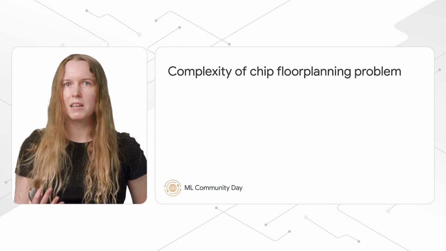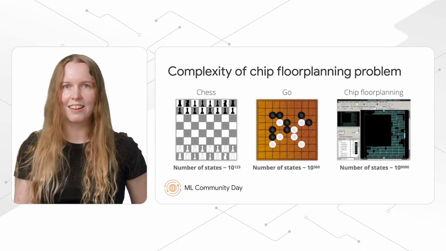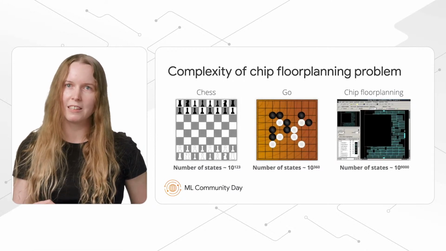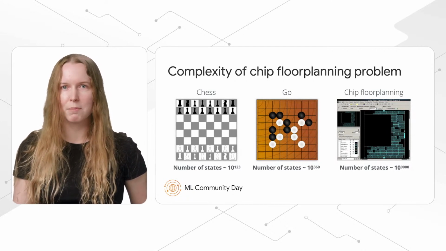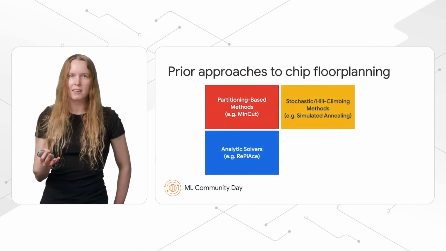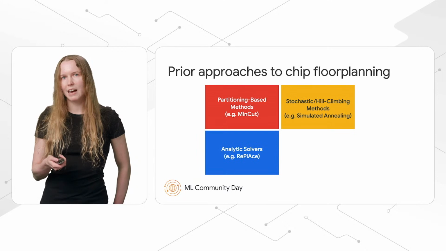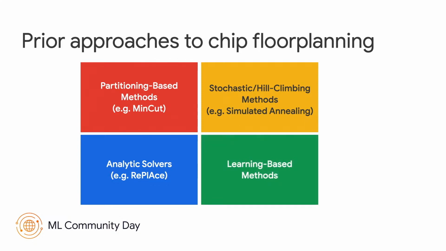But this is an extremely complex problem. So compared to previous towering challenges in AI like chess and Go, a simplified version of a single instance of the chip floor planning problem has 10 to the 9,000 possible states. And there has been 60 years of research on this topic. Prior approaches fell into 3 broad categories: partitioning-based methods like min-cut, stochastic or hill-climbing-based approaches like simulated annealing, and analytic solvers like the prior state-of-the-art, RePlAce. And in this work, we propose a 4th category of approach, learning-based methods.